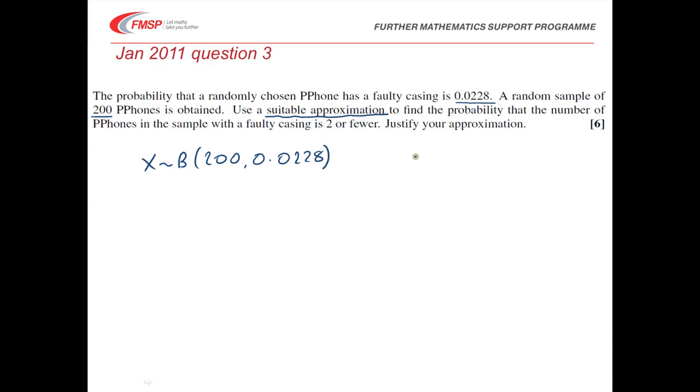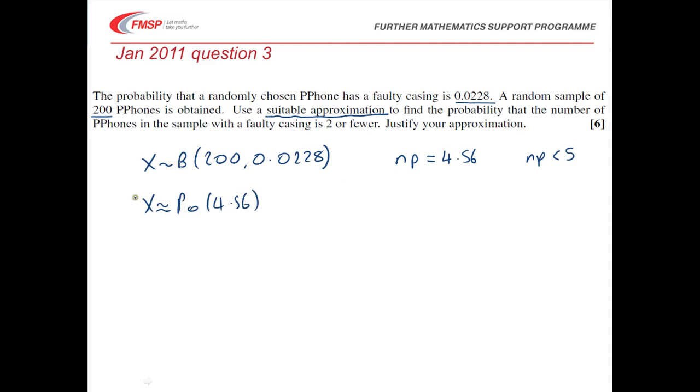Okay. Now, it's very important to check n times p. So if you do n times p in this particular case, you're going to get 4.56. So we can see that this is less than 5. So it makes sense that we are able to do a Poisson approximation. If it was greater than 5, we'd be looking at the normal approximation. Okay, so it's quite important that you're aware of those being correct. So what this means is that X can be approximated as a Poisson 4.56. So that's fine.